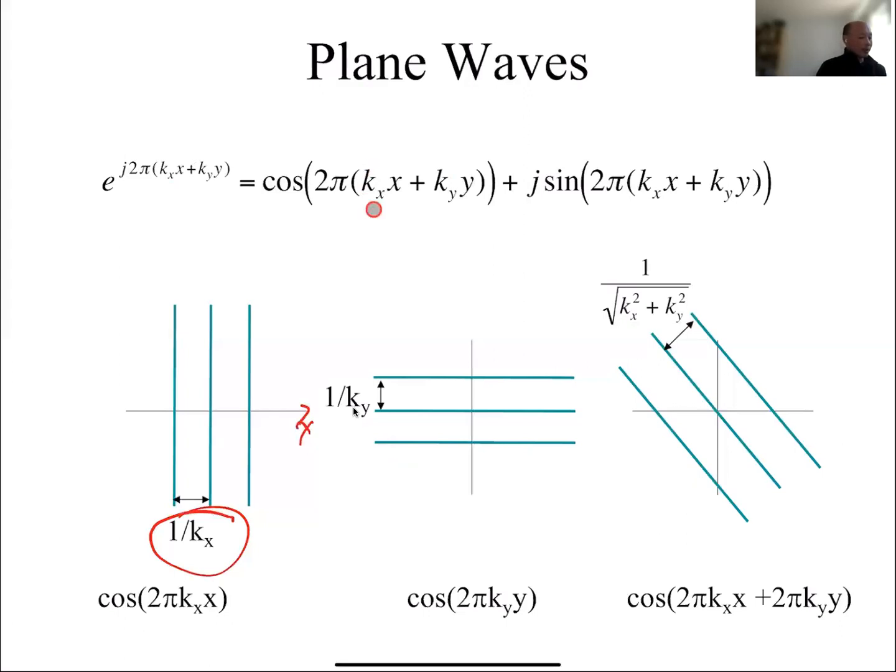Similarly, if we make kx equal 0, then this term goes away and we're just left with cosine 2 pi ky y. This is a plane wave propagating along the y direction, and it has a spacing of 1 over ky. Now let's say we have in general 2 pi kx x plus 2 pi ky y. Now we have variations in both the x direction and the y direction. This in general is a plane wave propagating at some angle diagonal to x and y. In this case, the spacing is given by the Pythagorean sum: we take kx squared plus ky squared, take the square root, and that's the spacing between our wave peaks.